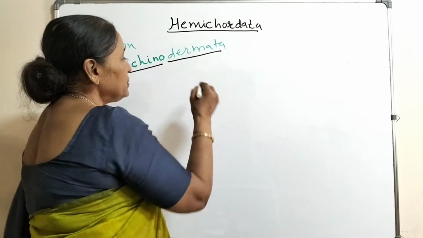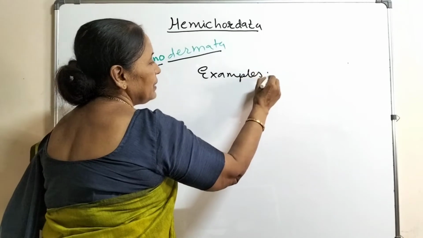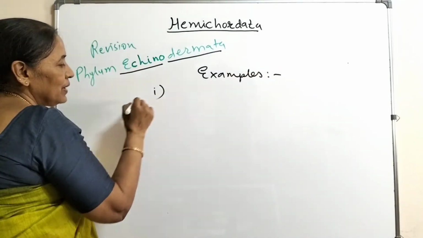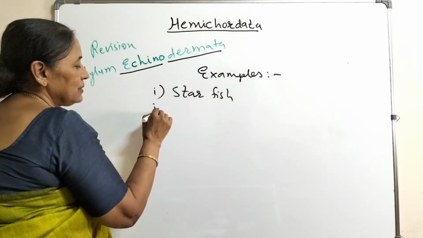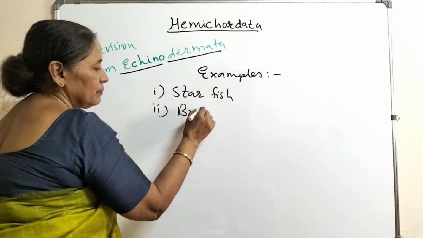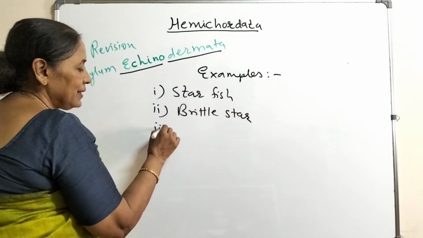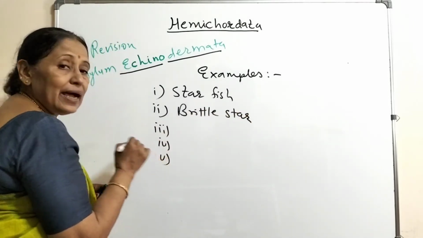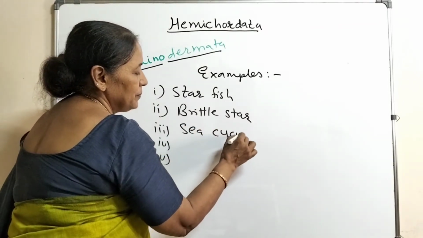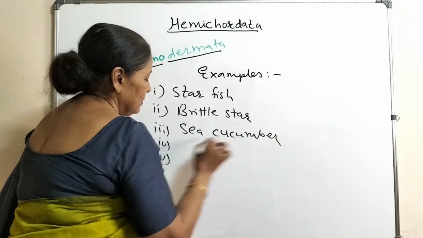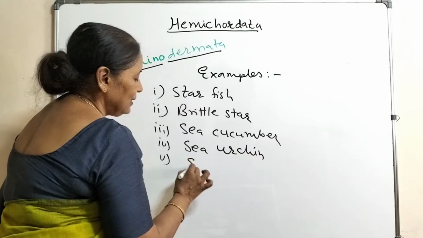5 examples you have to remember, the 5 examples which are given in NCERT. One is starfish. One is brittle star. The rest 3 have sea in their name: sea cucumber, sea urchin, and sea lily.